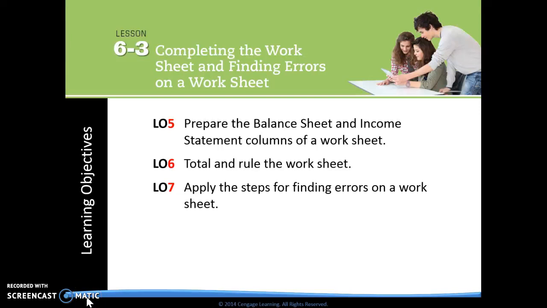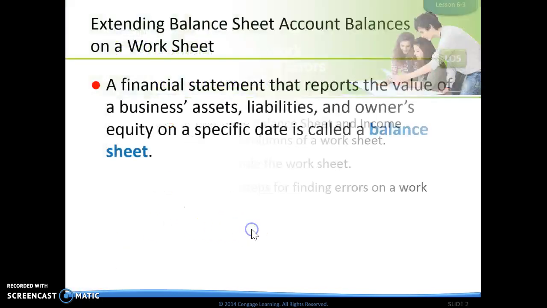6.3 is completing the worksheet and then finding errors on a worksheet. So we have 3 objectives. You need to be able to prepare the balance sheet and income statement columns of a worksheet. You need to be able to total and rule the worksheet, and you need to be able to apply the steps for finding errors on a worksheet.